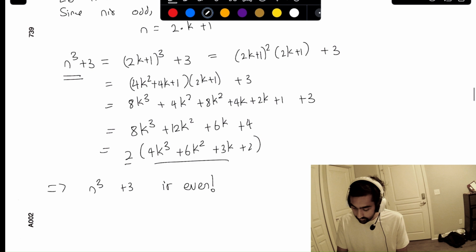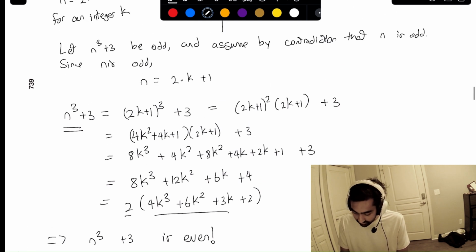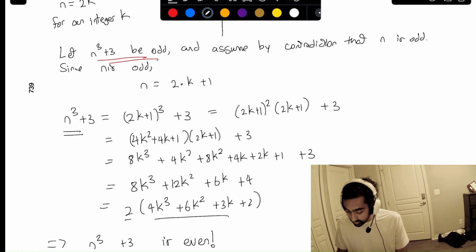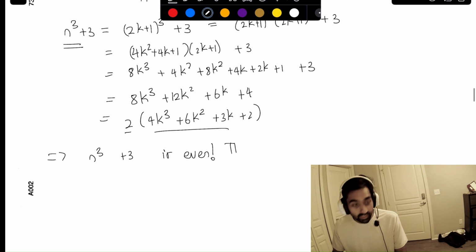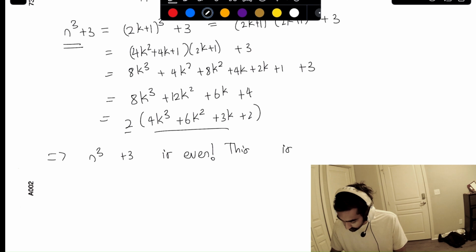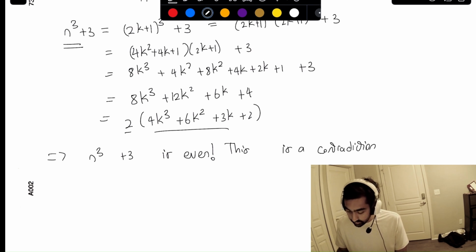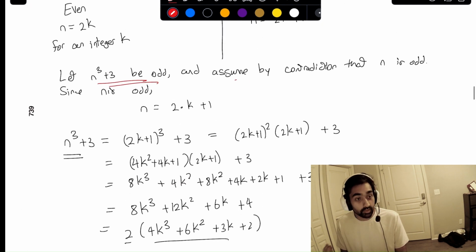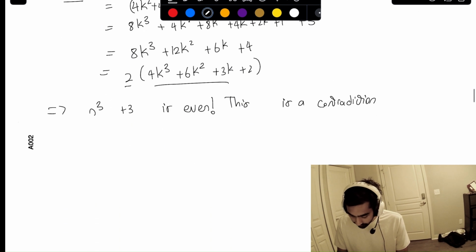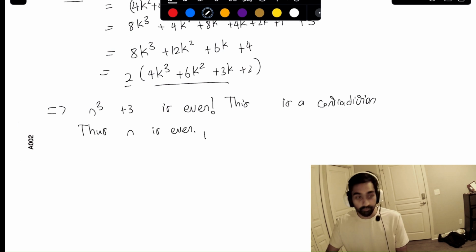However, we know that n cubed plus 3 is odd. So this is a contradiction, because a number can't be both even and odd at the same time. And when you get a contradiction, what it means is that your original assumption, so we assumed that n is odd, that's incorrect. So since n is not odd, n is even. And that's exactly what we were asked to show.